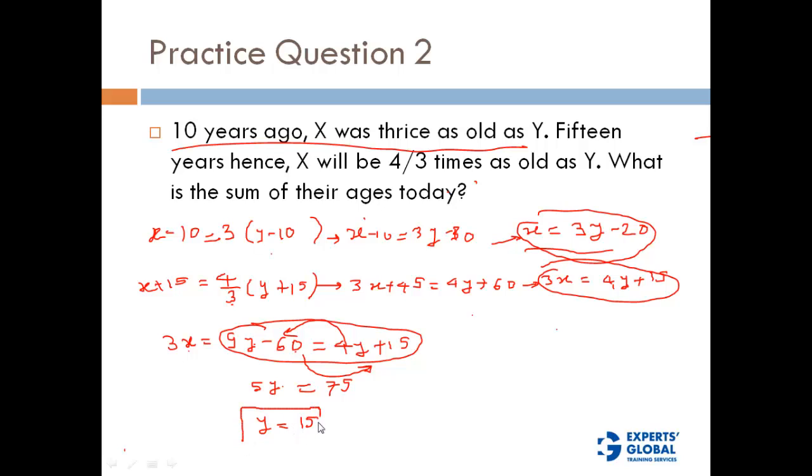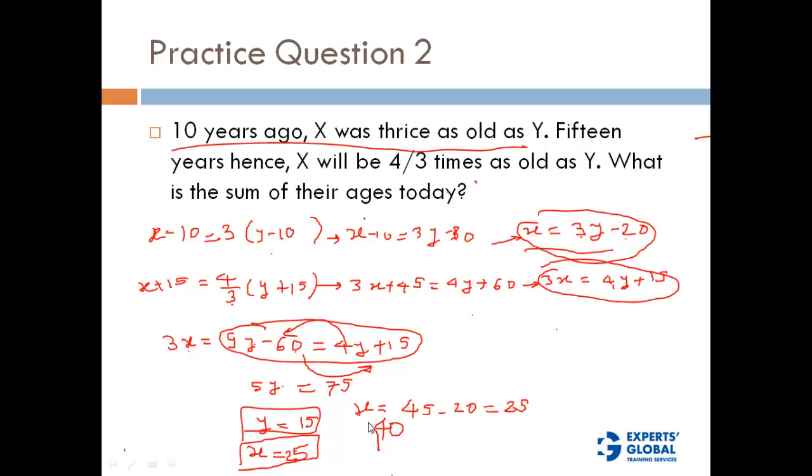Once we know y is equal to 15, we can put it in any of these equations. We know that x is equal to 3y minus 20. So x is equal to 3 times 15, which is 45, minus 20 is 25. So x is equal to 25 and y is equal to 15 are the individual ages of x and y, right? And the sum of their ages is x plus y, which is 40.